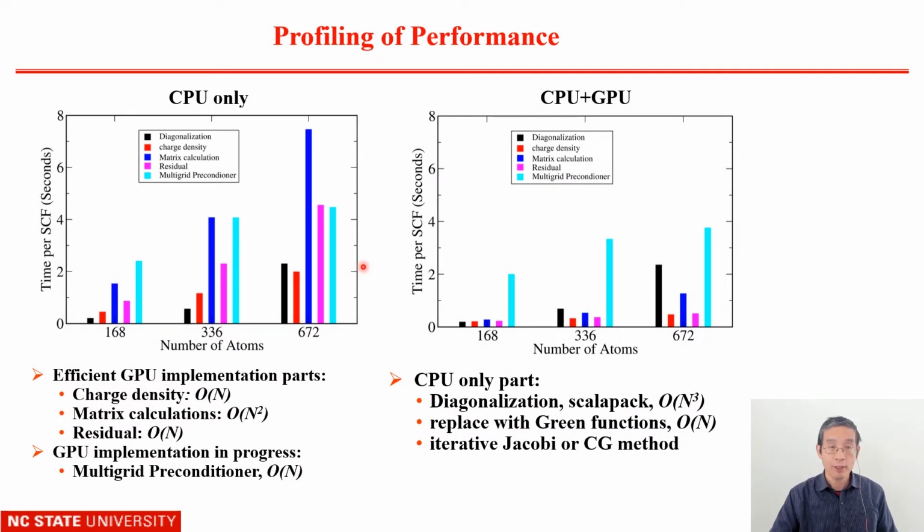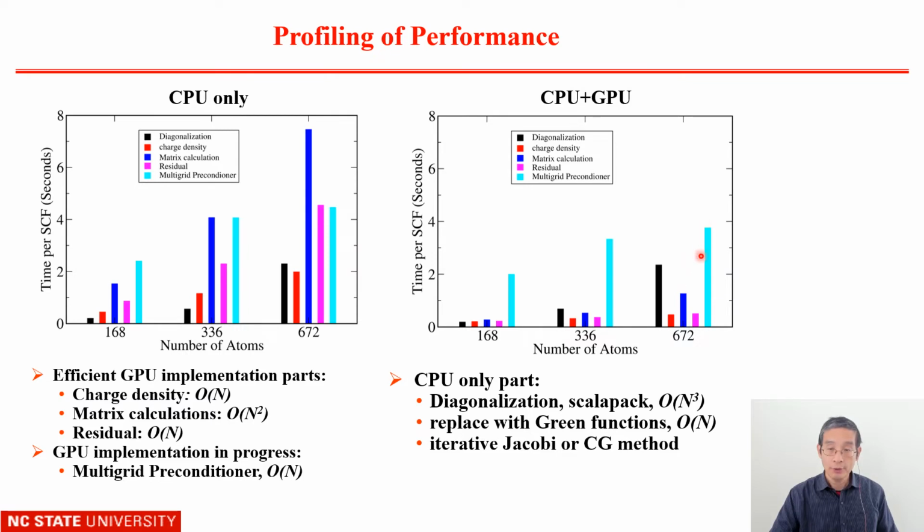This is a profiling of performance for the different parts. Left side is CPU only, the right side is CPU plus GPU. We have 3 parts which have efficient GPU implementations. They are charge densities, matrix calculations, and residuals. For example, from here you can see this one is the matrix calculations. This will be dramatically reduced in the CPU plus GPU, and the multigrid preconditioner part will pop up.